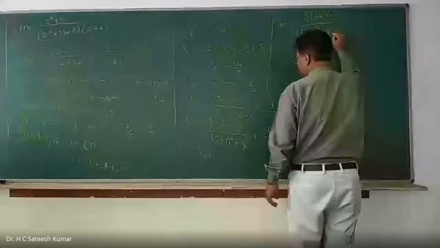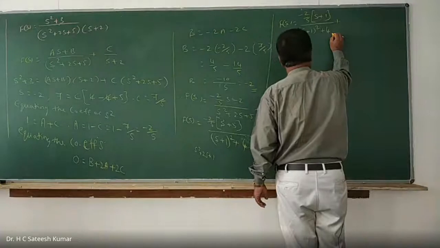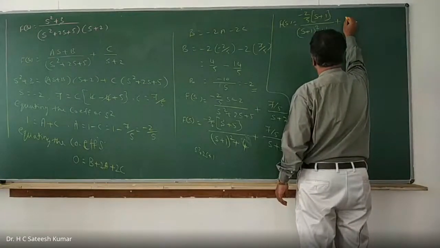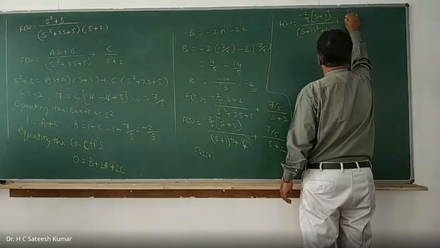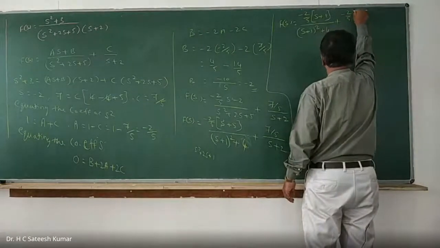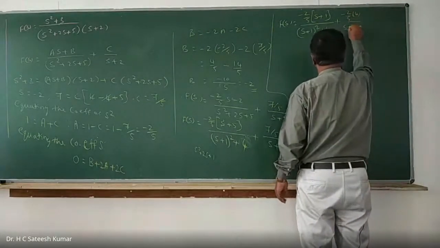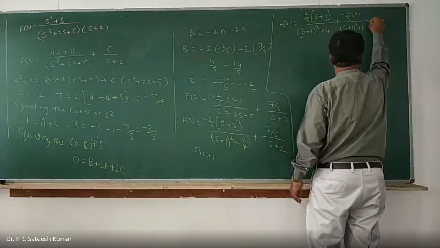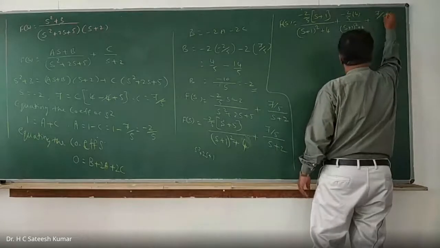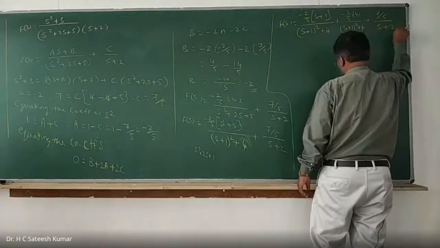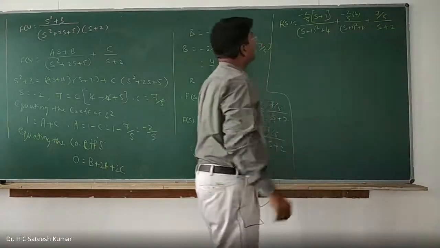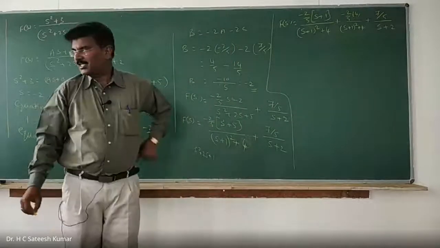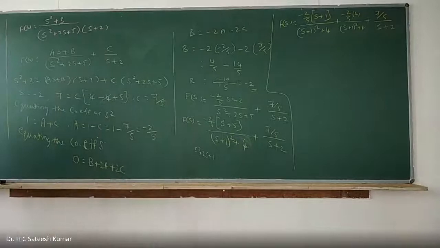plus, what do we have? Minus 2 by 5 into 4, minus 2 by 5 into 4 divided by s plus 1 whole square plus 4, plus 7 by 5 into s plus 2. This way you should write it. Once you get this, we have a formula for this. We have a standard relation, so go for that standard relation.